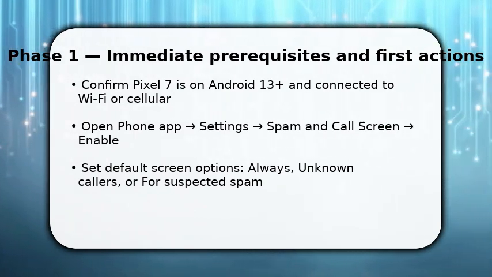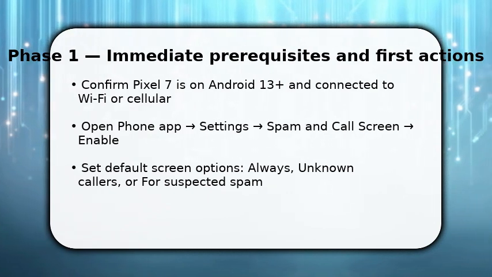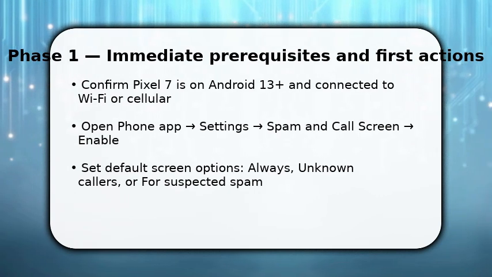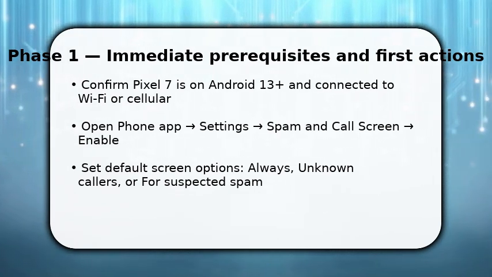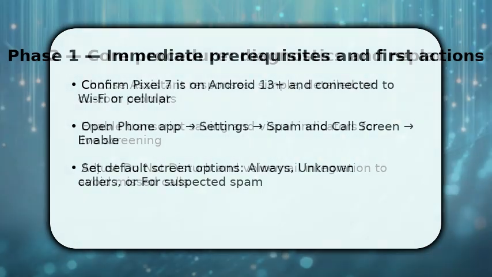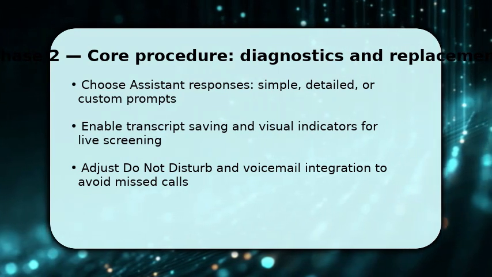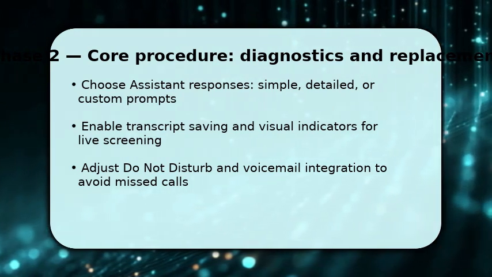This direct approach gets you past setup and into using screening right away, so you can test with a quick incoming call. Now customize how screening behaves. Go back to Call Screen settings and select the assistant response style. Use concise replies for speed or detailed prompts for more info.